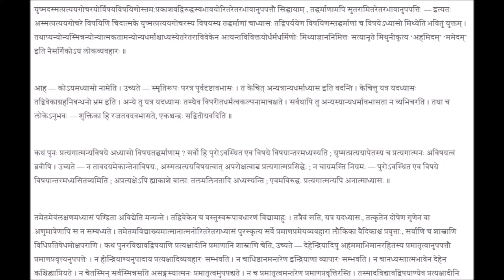Is it clear? So that is the first two sentences only he has established beautifully, that he says satyanrute mithuni kritya aham idam mama idam iti naisargikoyam loka vyavaharaha. So the loka vyavahara which we have, whatever our life we have in this transactional world, is what? This is me, this is mine, correct? Aham idam mama idam. But this is me itself is such a illogical statement, correct? Because this can never be I. Understand that.